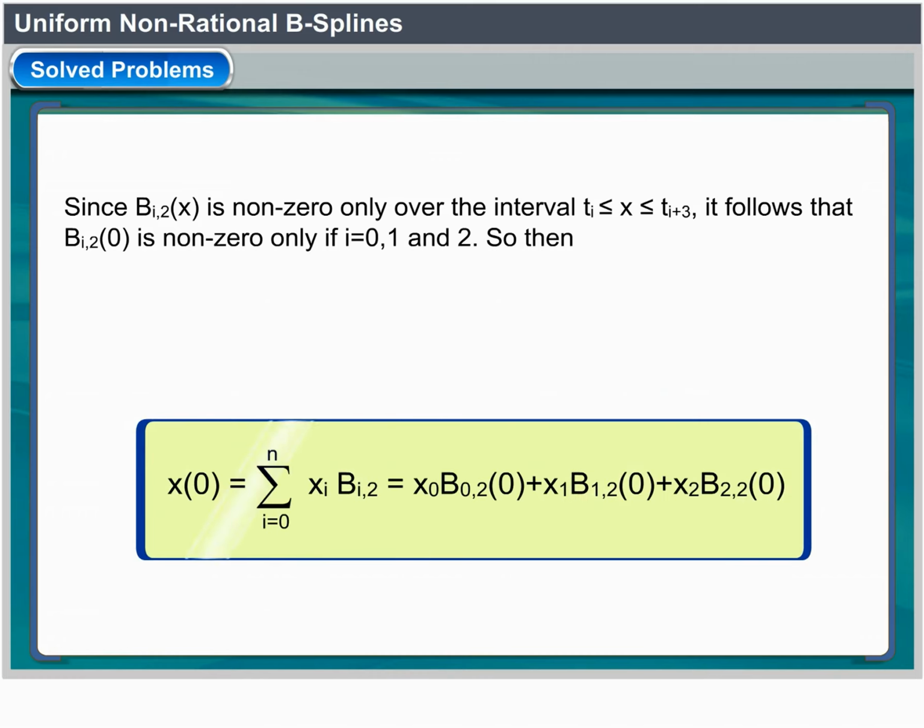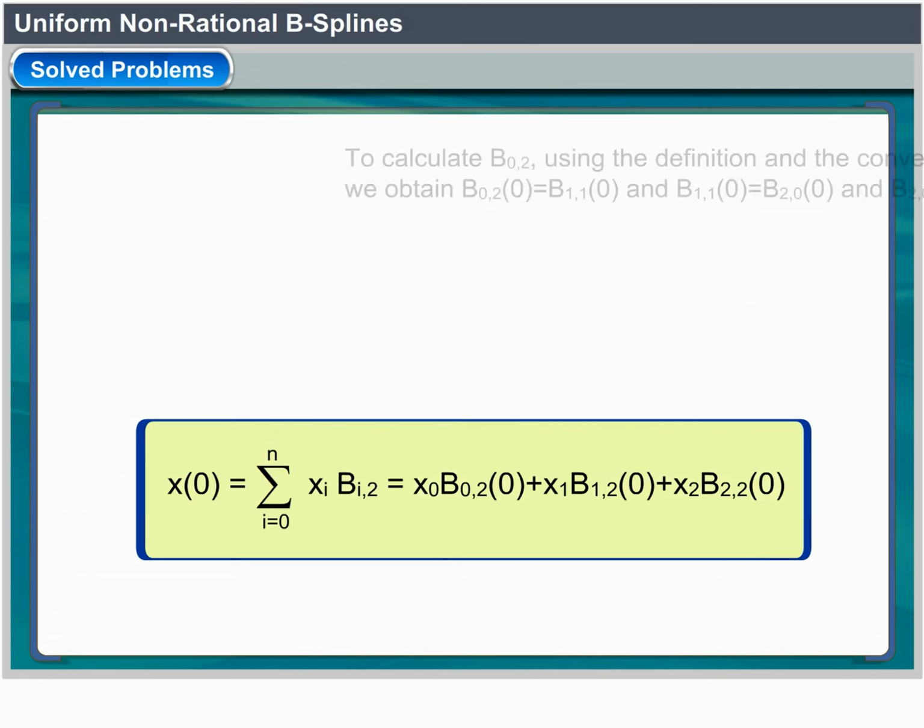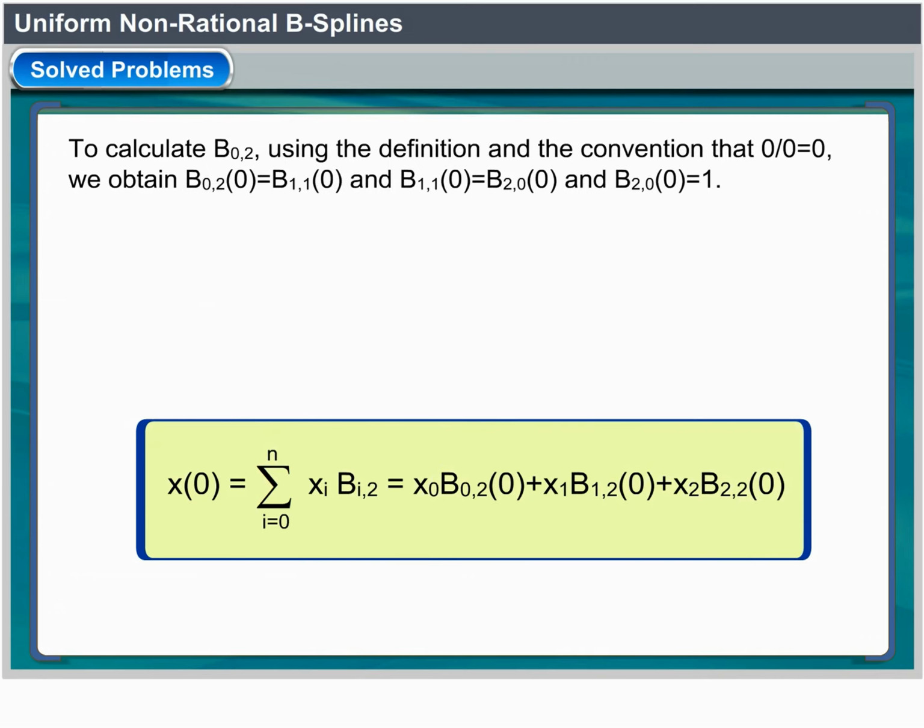To calculate b_{0,2}(0) using the definition and the convention that 0/0 equals 0, we obtain b_{0,2}(0) equals b_{1,1}(0), and b_{1,1}(0) equals b_{2,0}(0), and b_{2,0}(0) equals 1. So b_{0,2}(0) equals 1.